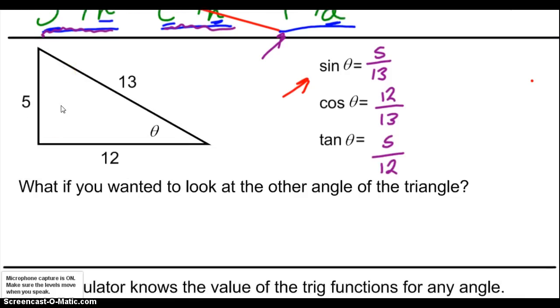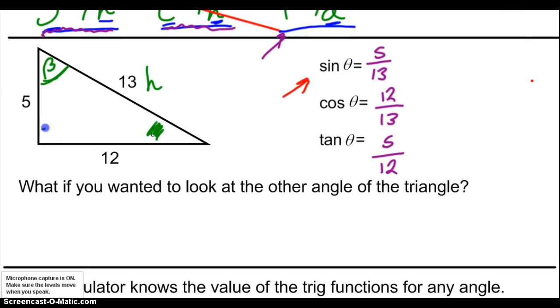Now, what if I use a different angle for theta? What if instead of using this angle, we chose this angle up here? Okay, instead of theta, let me call it beta. Looks like that. What if you use that angle instead? Well, it would change our answers because our adjacent angle and our opposite angle would be different.